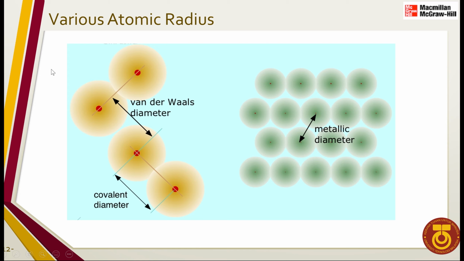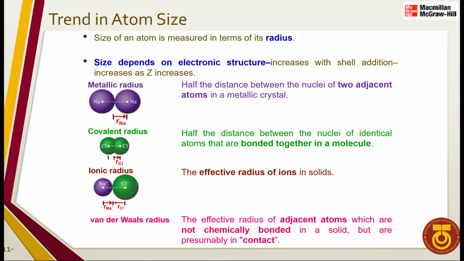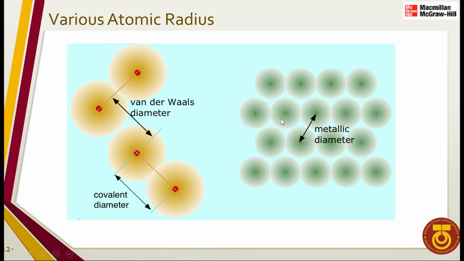So this slide shows how metallic diameter, van der Waals diameter, and covalent diameter differ from each other. For the metallic radius, it is just half of it, right? So for the diameter, you have it from center to center. It's always from center to center, and this center to center is for a primary bond, which is covalent or metallic.